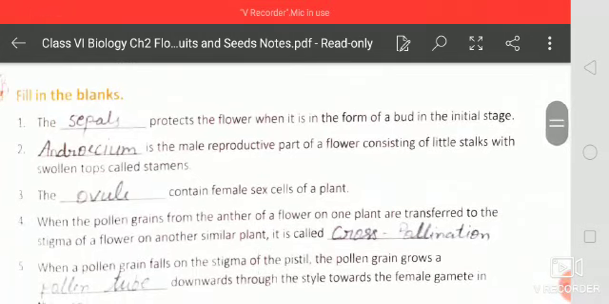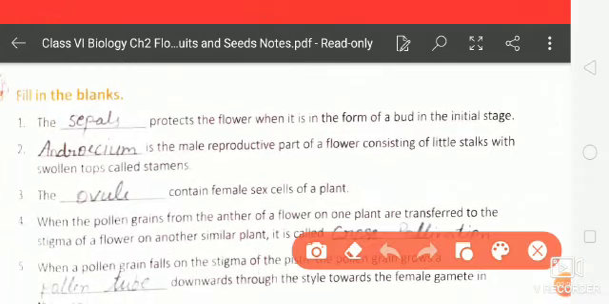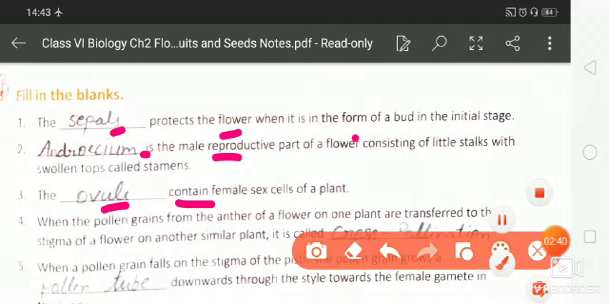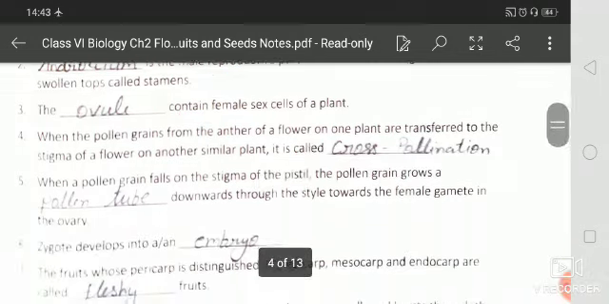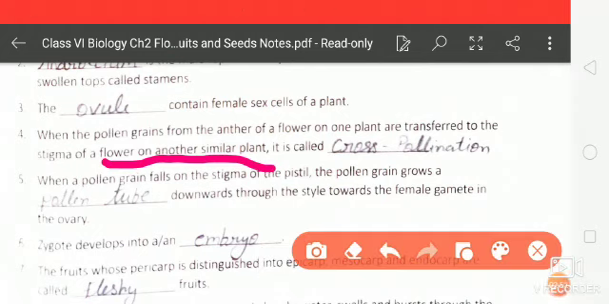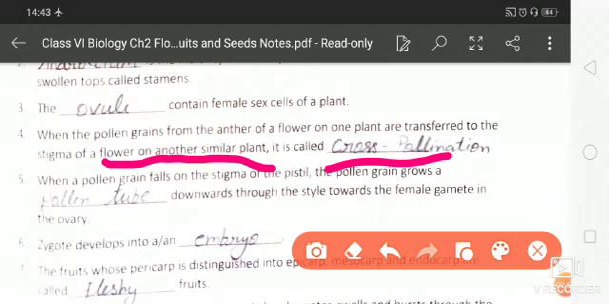Now, fill in the blanks. The sepal protects the flower when it is in the form of a bud in the initial stage, and the androecium is the male reproductive part of the flower, and the ovule contains the female sex cells of a plant. Next one is, when the pollen grains from the anther of a flower on one plant are transferred to the stigma of a flower on another similar plant, it is known as cross pollination.